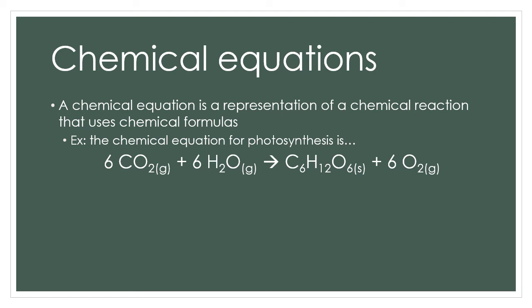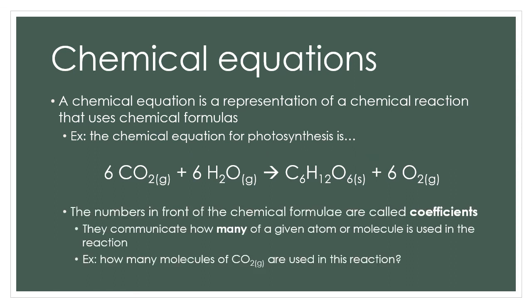Chemical formulas pop up in chemical equations, which are used to represent chemical reactions, basically by writing out the chemical formulas for the things that are involved, on both the product side and the reactant side. For example, the chemical equation for photosynthesis that you likely saw in biology is 6 carbon dioxide gas plus 6 water vapor yields glucose and 6 oxygen gas. Let's take a look at what is found in a chemical equation.